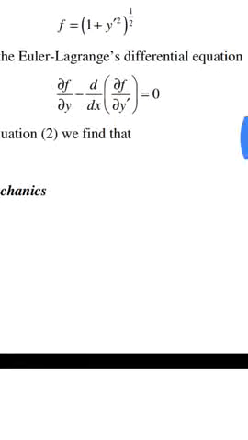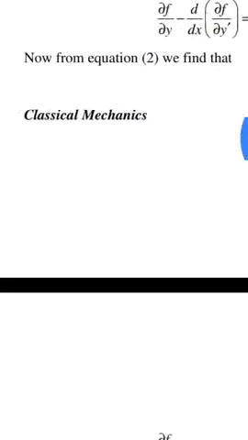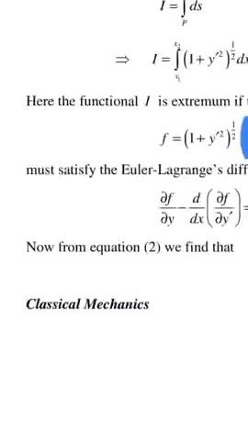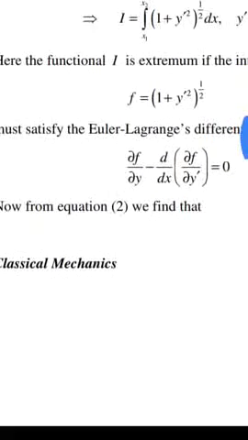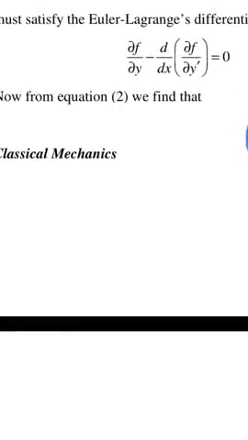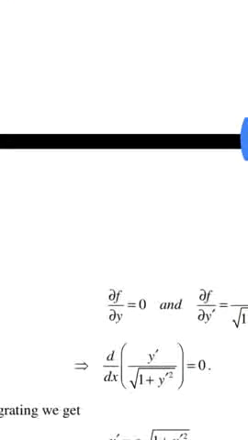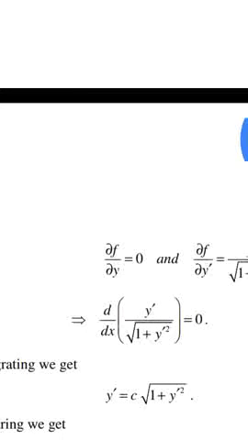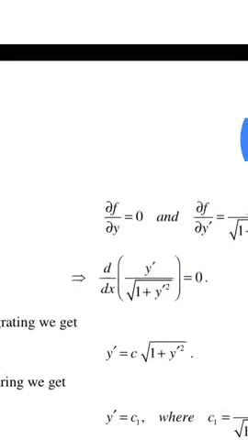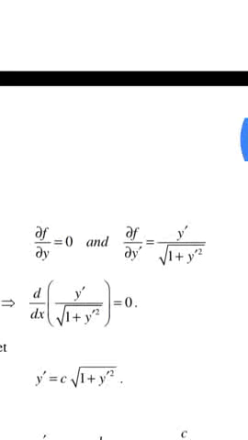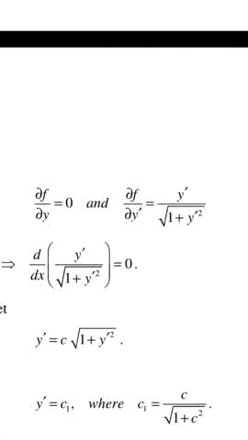That is, ∂f/∂y − d/dx(∂f/∂y') = 0. Here f = (1 + y'²)^(1/2). Therefore ∂f/∂y = 0 and ∂f/∂y' = y'/√(1 + y'²). Therefore d/dx(∂f/∂y') is again 0, and this gives y'/√(1 + y'²) = c.